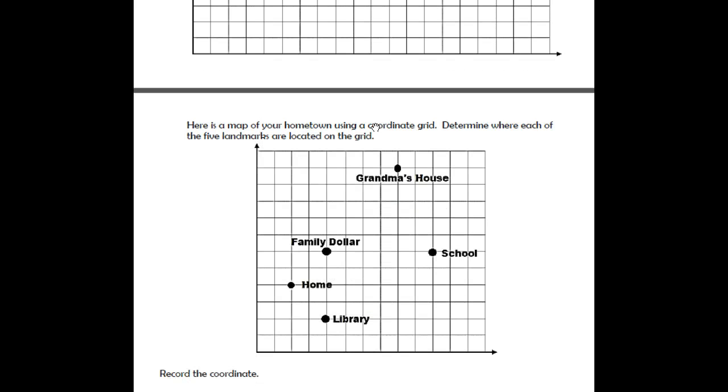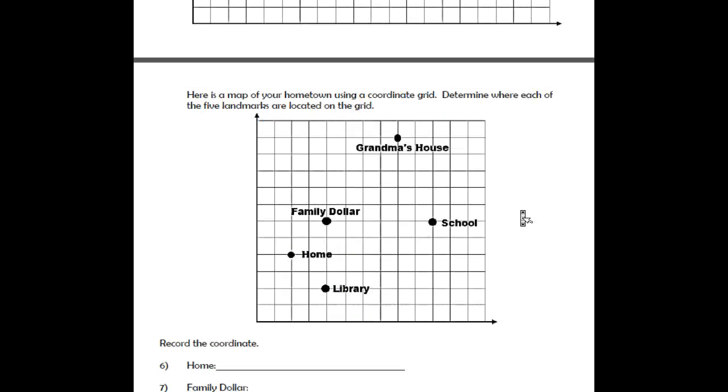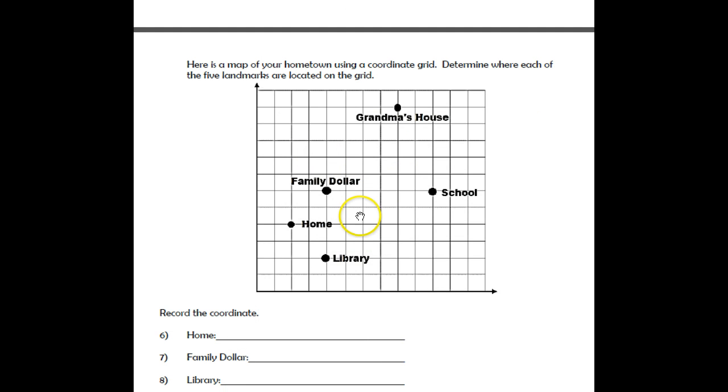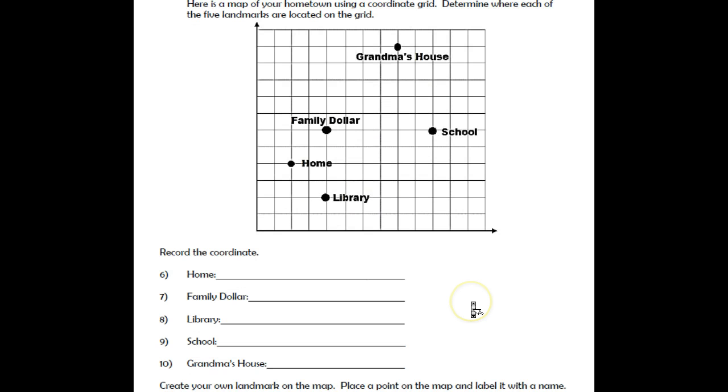So the next set tests them on their coordinate grid knowledge. It's just a simple coordinate grid, and they have to determine where each of the 5 landmarks is located. So on the blanks below, they just have to put in, for example, home would be 2, 4. I didn't label the axes, so the students should be comfortable with labeling starting with 0 at the origin.